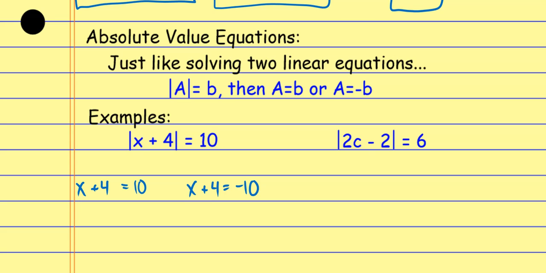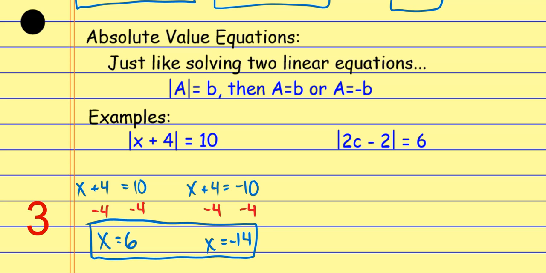Look at that first equation, x plus 4 equals 10. I subtract 4 from each side. So x equals a 6. That's one of the values that could work. And then here I subtract the 4 from each side. And I get x equals a -14. That's the other value that can work. And both of these are good answers. You could plug them back in, and you'll get the same thing.